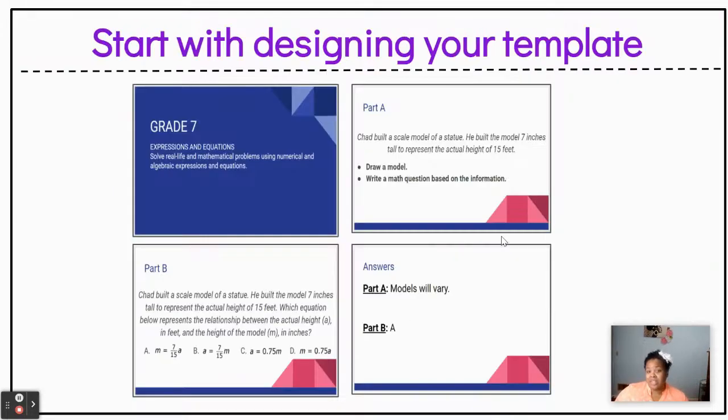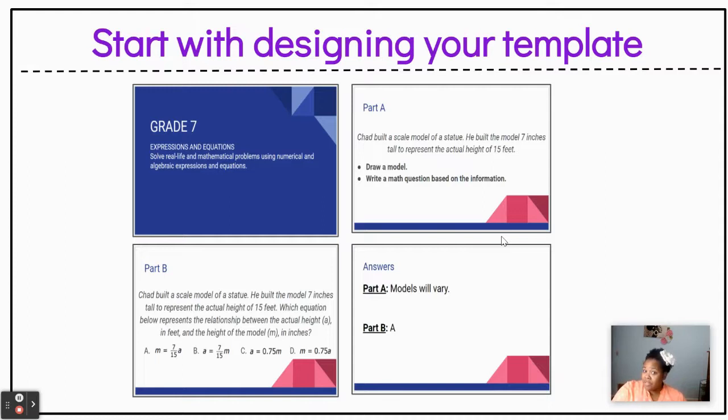You got to start with designing your template. This is the template that our bank of POD resources for Cincinnati Public Schools teachers is already designed with. So I'm going to use that today because I share a lot of resources with our CPS teachers.